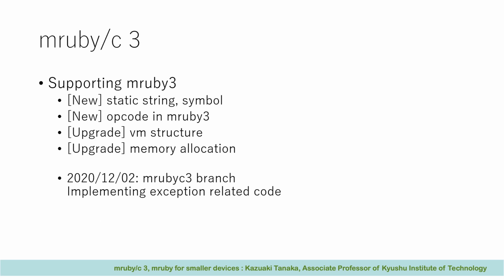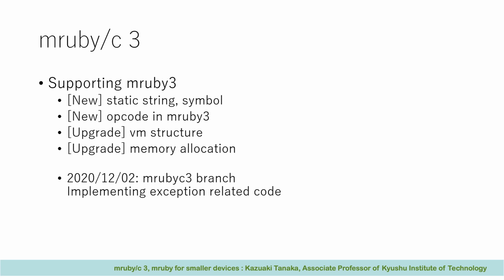Okay, next is mruby/c3. This is the latest version of mruby/c. mruby/c3 supports several features. First is static string and static symbol. This contributes to reducing memory consumption. And next is the newer opcodes in mruby3.